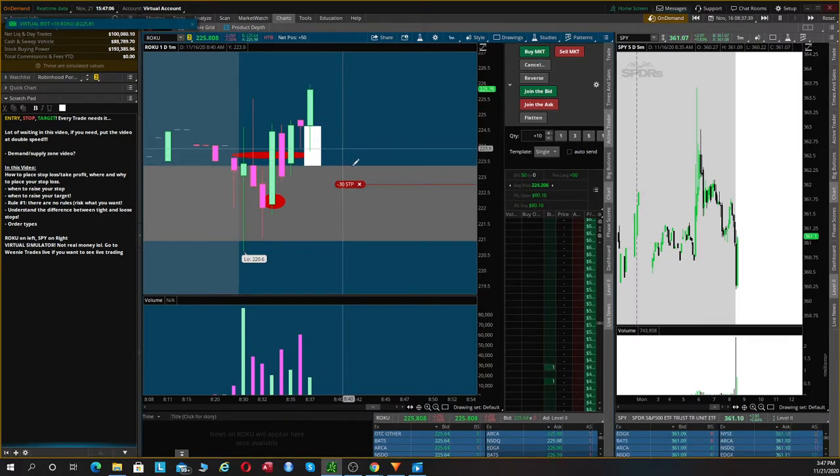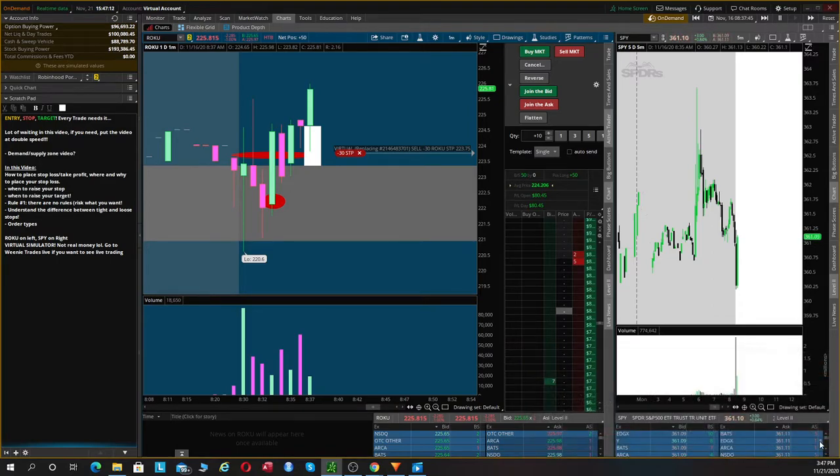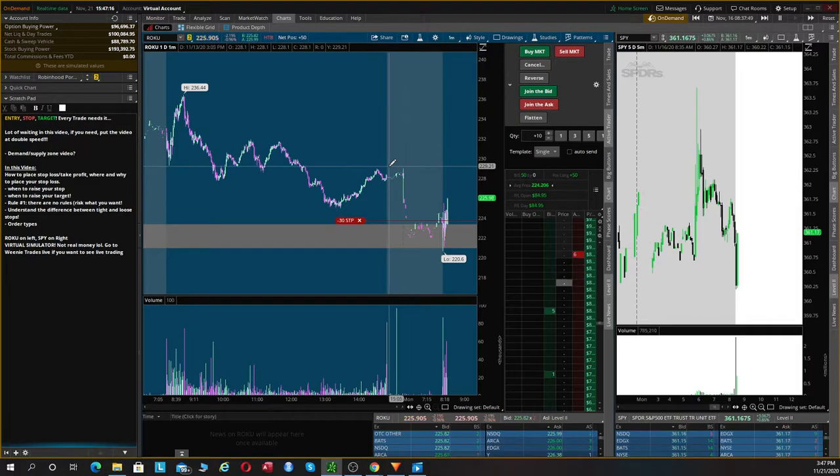Actually, no, almost in the money. So there you go. Now our stop can come right in the money, right here. So 223.76. That would be the next area where if Roku came underneath, that would be bad.